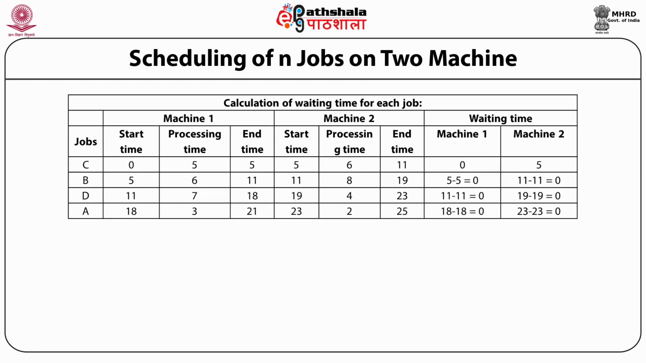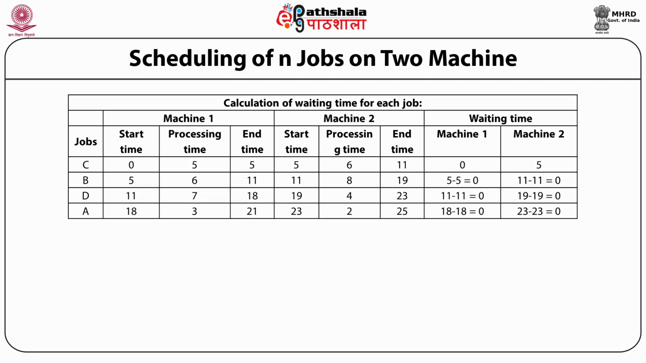Calculation of waiting time for each job. Job C: start time 0, processing time 5, end time 5; then start time 5, processing time 6, end time 11. So waiting time for machine 1 is 0, machine 2 is 5. Job B, machine 1: start time 5, processing time 6, end time 11. Machine 2: start time 11, processing time 8, end time 19. So waiting time for machine 1 is 0, machine 2 is 11 minus 11, which is 0.